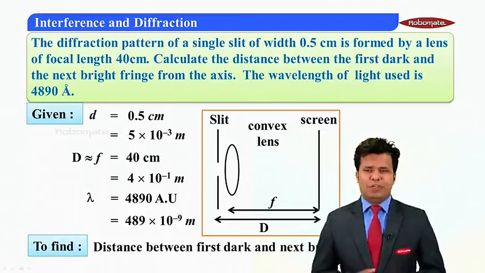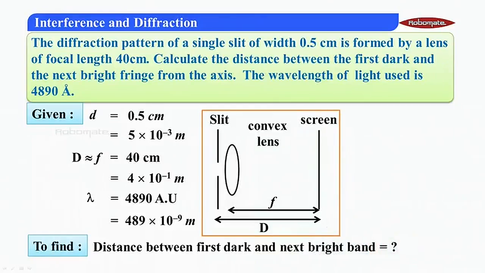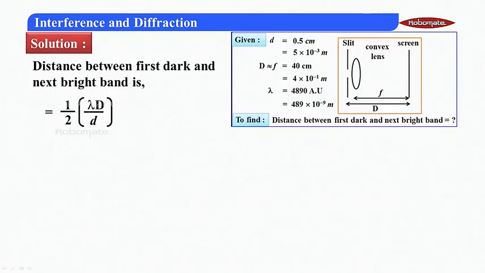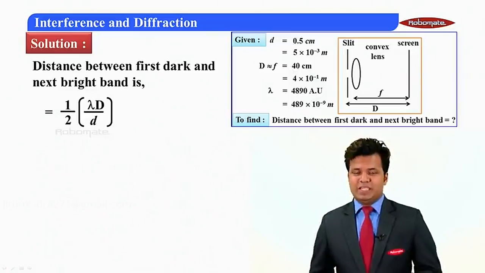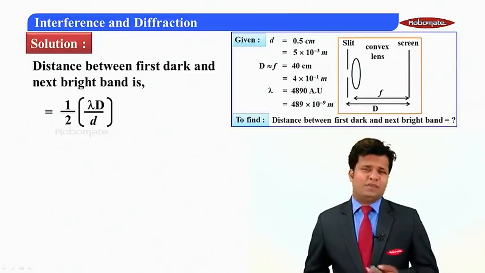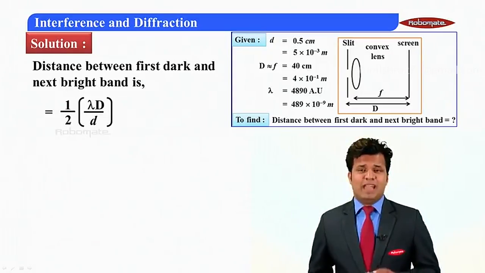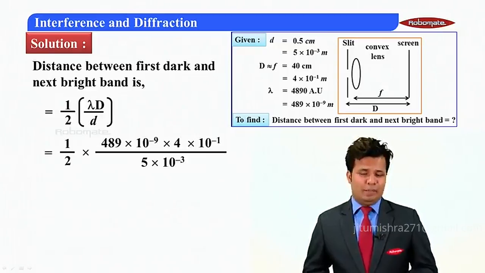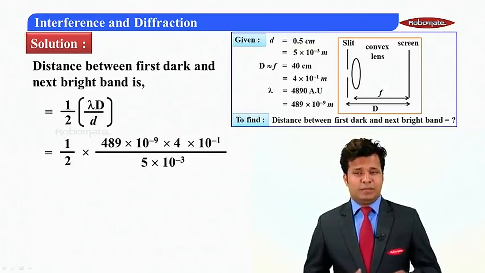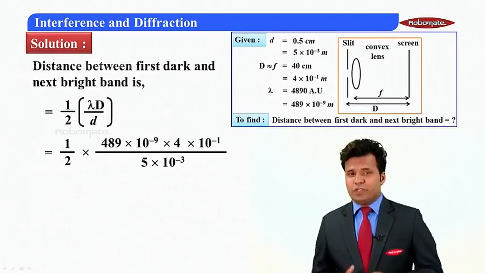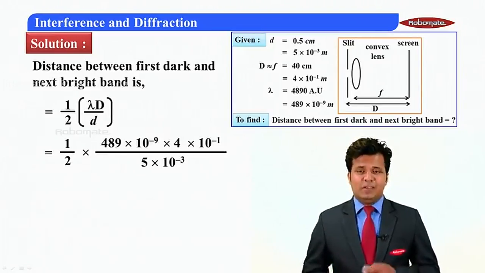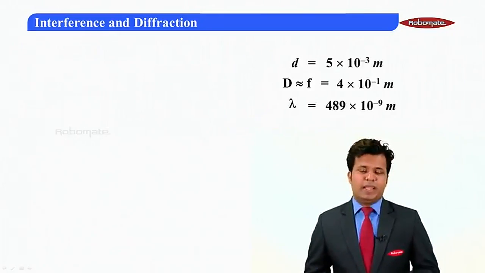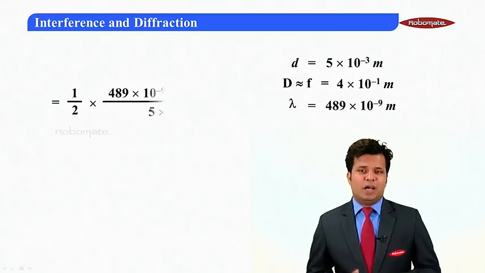Let us go for what is to be found out, that is the distance between the first dark and the next bright band. So we have the formula. Why not just substitute values there? So I would say that the distance of the first dark and the next bright band is nothing but lambda D upon 2d, and the values are half into lambda, which is 489 into 10 to the power minus 9, capital D goes like 4 into 10 to the power minus 1, and small d is 5 into 10 to the minus 3.